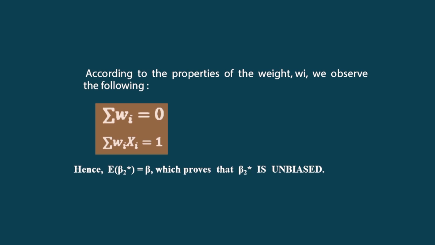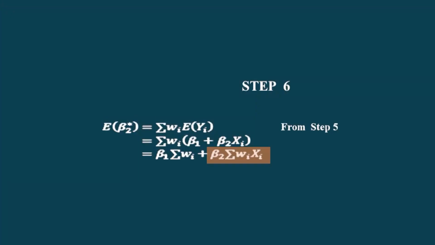And secondly, wi xi is also basically a property of this weight, which is wi. So if I put that summation of wi as 0, then the first component gets eliminated or removed, and we are ending up only with the second component, which is beta 2 summation of wi xi. So if we go to the next step, which says variance of beta 2 hat.